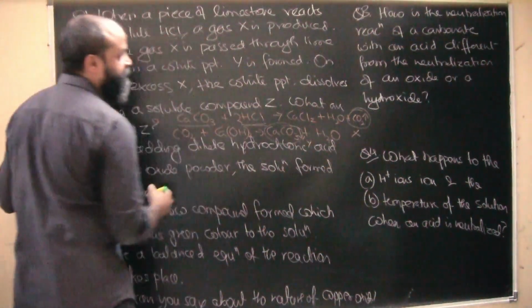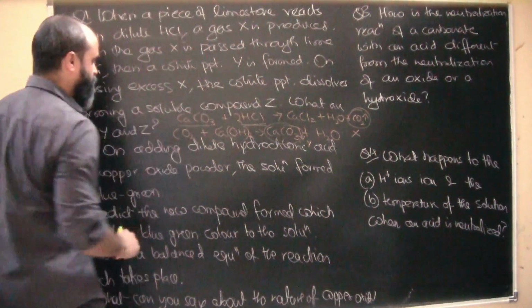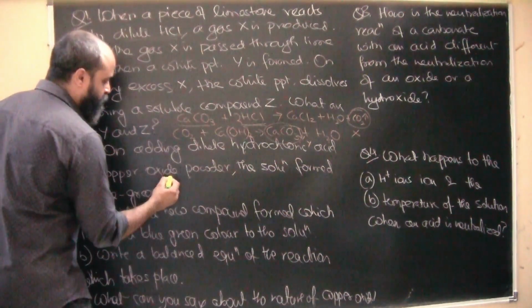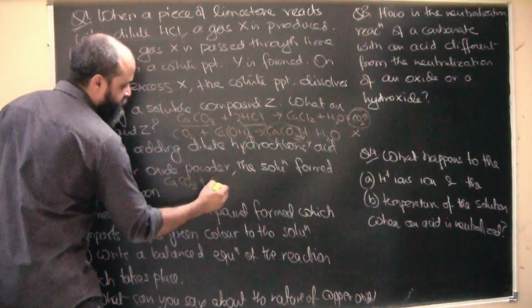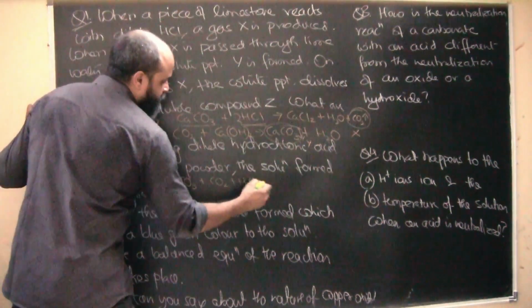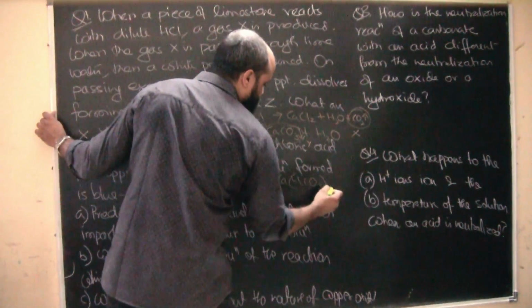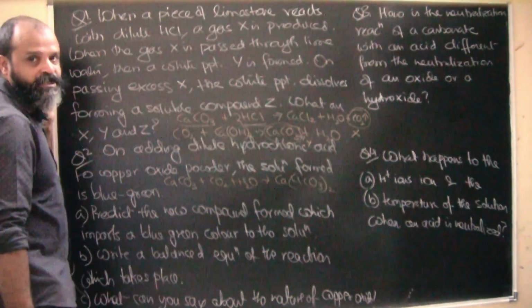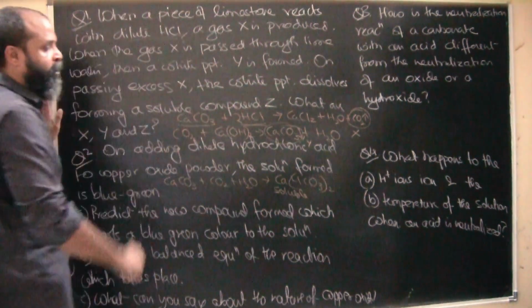This is calcium carbonate. On passing excess of X, the white precipitate dissolves, forming a solution. If you keep on passing it for a very long time, then CaCO3 plus CO2 plus H2O is going to form what? Ca(HCO3)2. That's basically calcium hydrogen carbonate, and this is soluble. It's an important reaction.